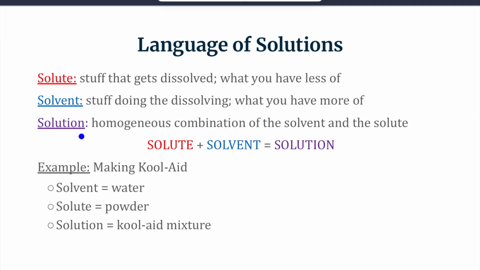A solution then is a homogeneous combination of that solvent and solute. Homogeneous meaning it's going to be evenly distributed. And so we can take the solvent plus the solute, and that's what's giving us our solution. So if we were making Kool-Aid or lemonade, our solvent would be the water, which is dissolving the solute, the powder, to get that Kool-Aid or lemonade mixture solution.